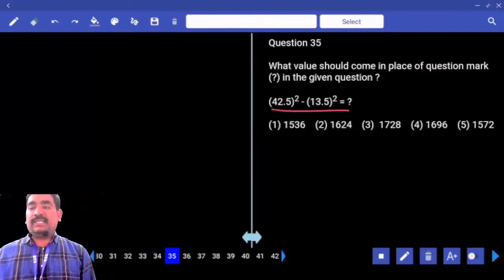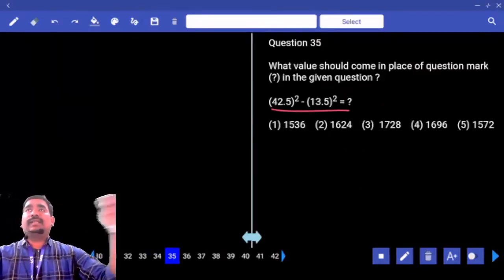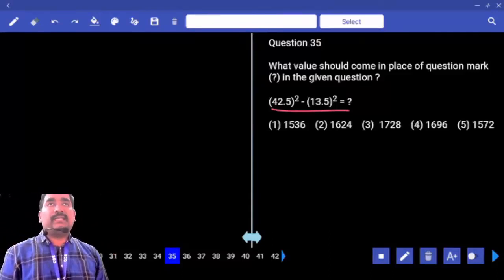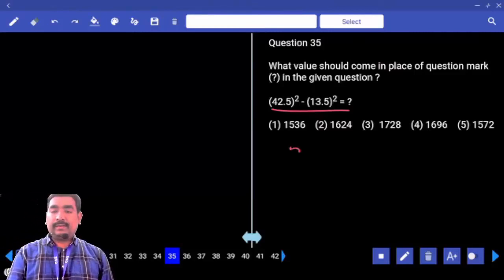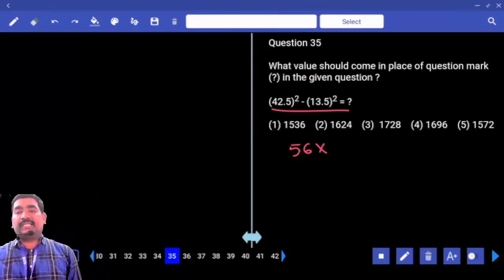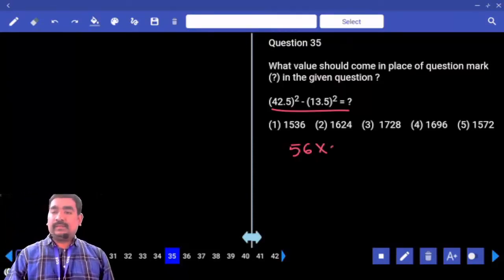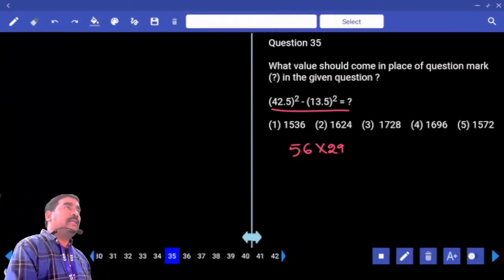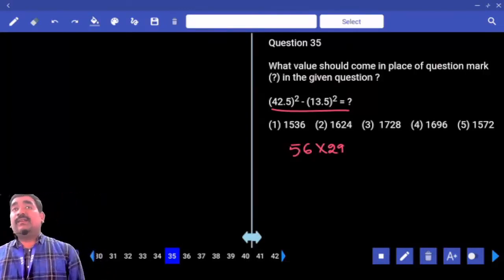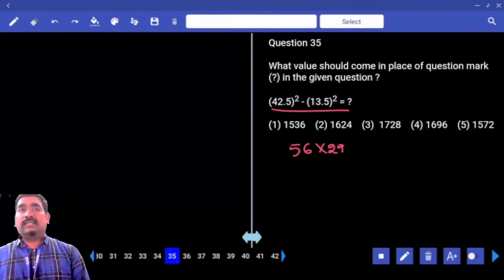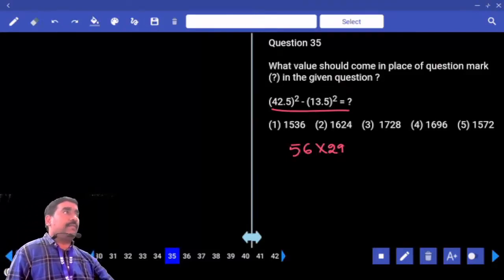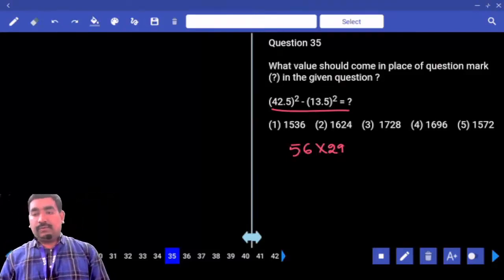A square minus b square is a plus b into a minus b. 42.5 plus 13.5 is 56 into 42.5 minus 13.5, 29. Last digit verification. 6 9s are. Answer ends with how many options? That's your answer. Second option. Last digit verification. 6 9s are 54. Answer ends with 4. Second option.